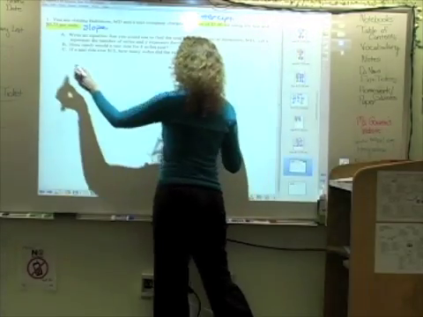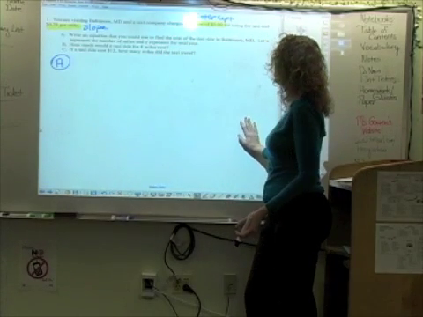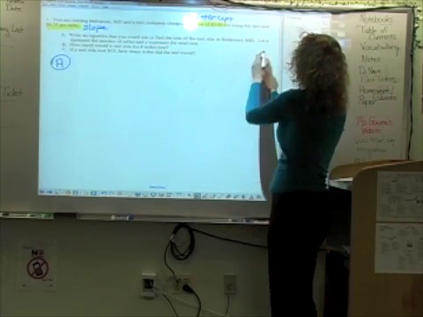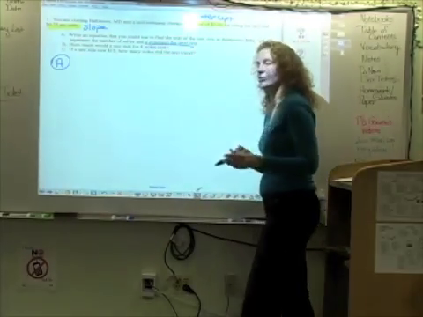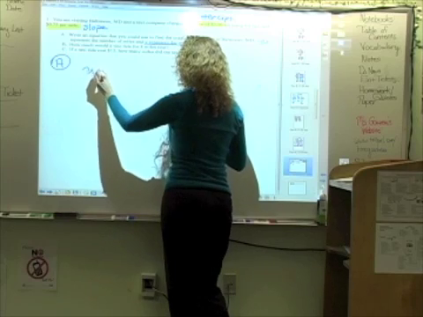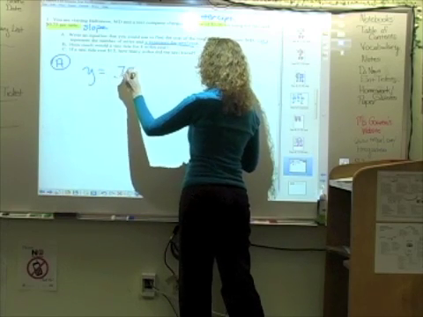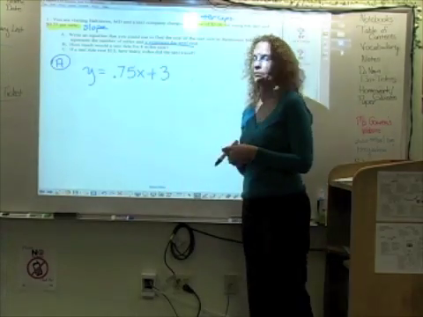So, first one is write an equation you could use to find the cost of the taxi ride in Baltimore, Maryland. They want you to let x be the number of miles and y be the total cost. Make sure you're using the variables they want you to use. So y would equal my slope of 0.75x plus my flat fee of 3. I'm just going to put the number 3.